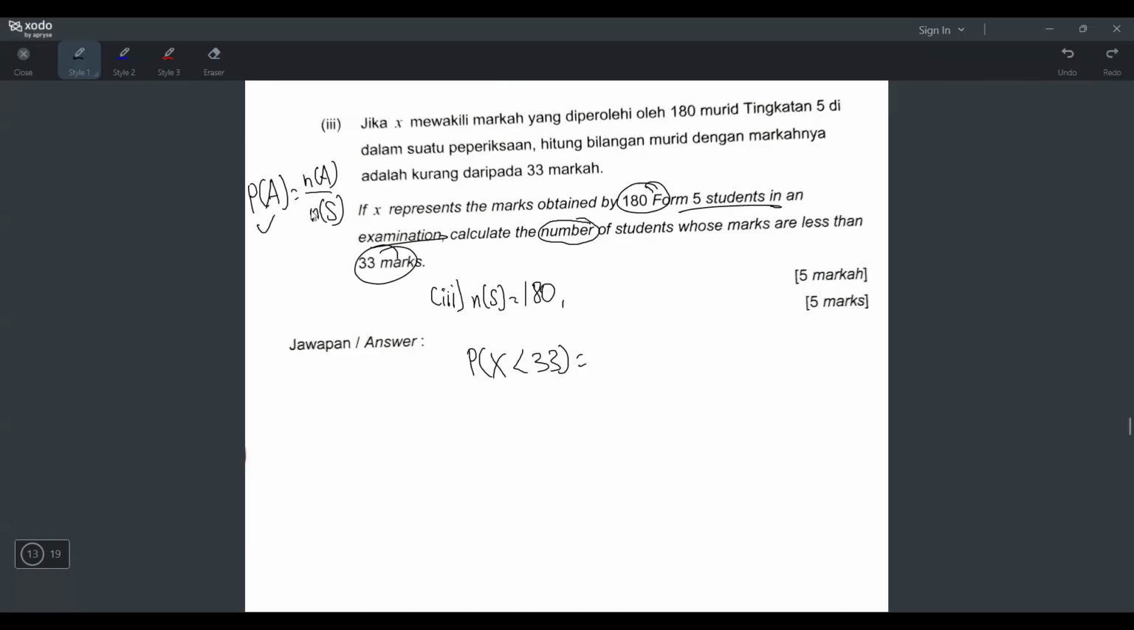And then for the total, it will be 180. So now we can find the number of students who marked less than 33, right? It means later I have to multiply. Later my answer here I have to multiply with 180. So now you understand?